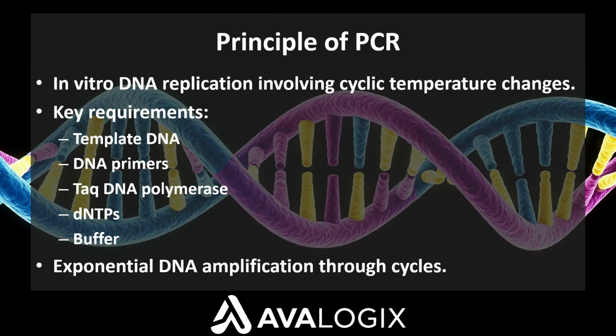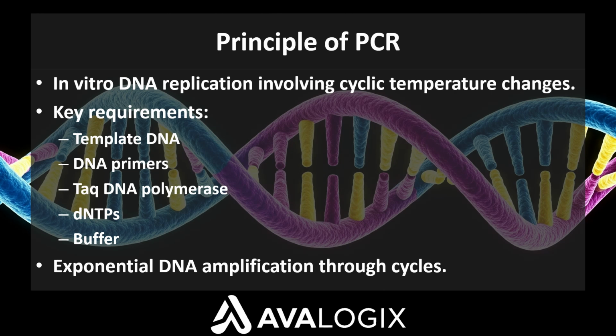3. DNA polymerase, an enzyme that adds nucleotides to build the new DNA strand. The most commonly used is Taq polymerase, which is heat-stable and was isolated from the thermophilic bacterium Thermus aquaticus. 4. dNTPs. These are the building blocks: deoxynucleoside triphosphates, A, T, G, and C. 5. Buffer system. Maintains the optimal pH and provides necessary ions like Mg2+ for enzyme activity.